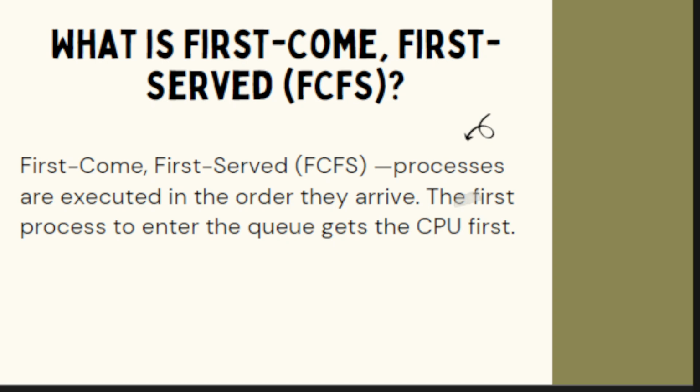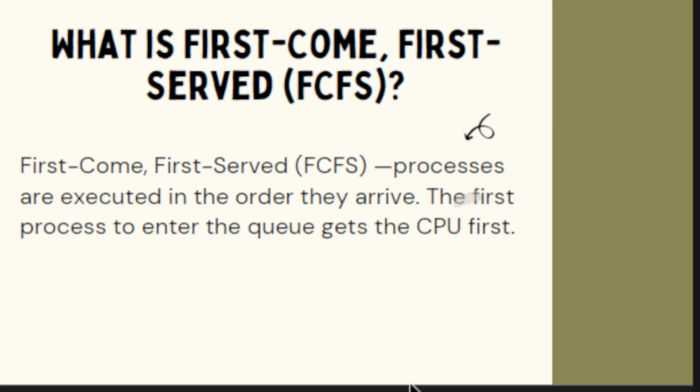Let's see what is first come first serve. First come first serve is exactly what it sounds like. Processes are executed in the order they arrive. The first process to enter the queue gets the CPU first. It's like standing in line at a grocery store. The person who gets there first gets served first. It's a non-preemptive scheduling algorithm.